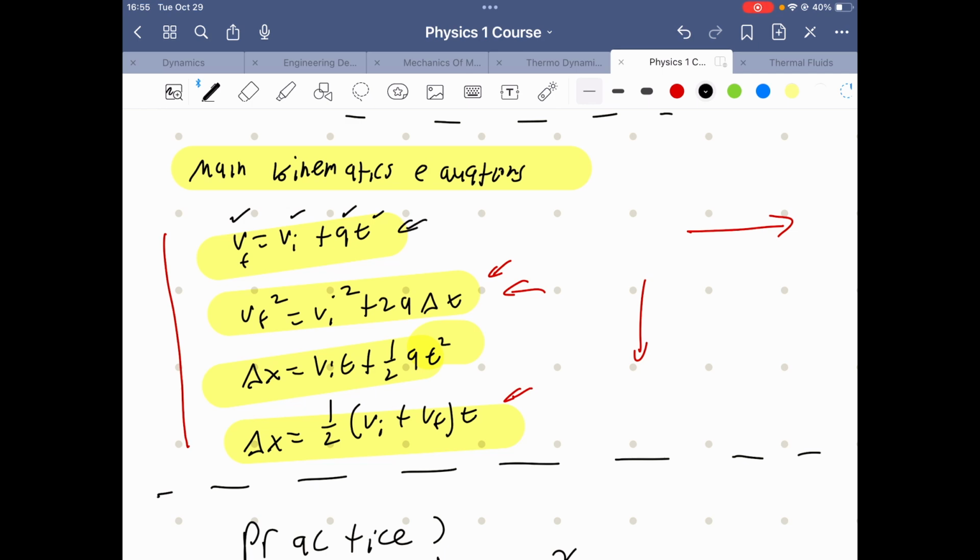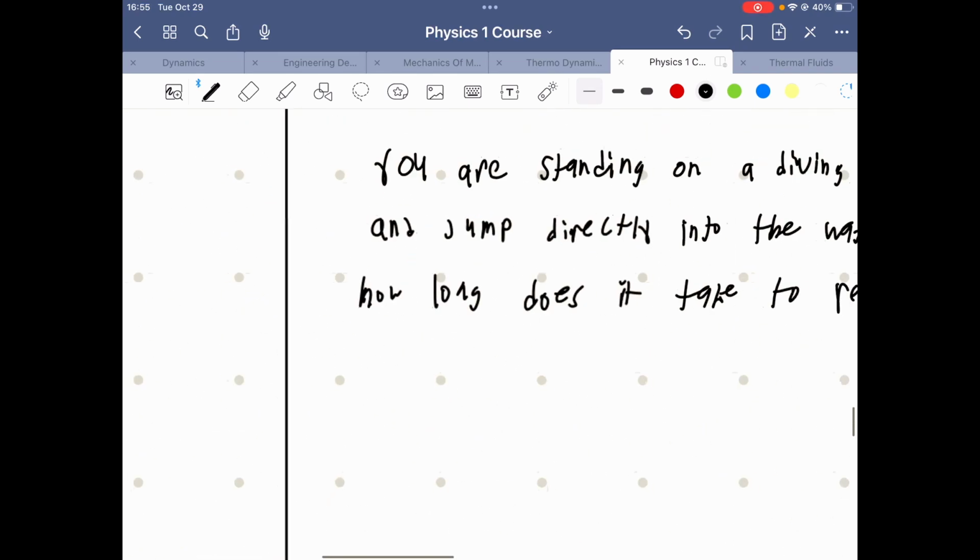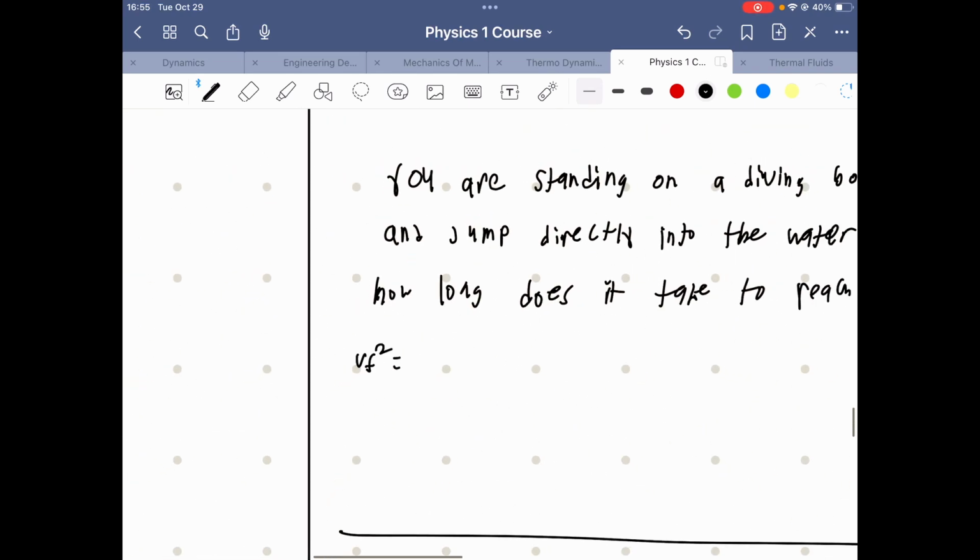Well, we can actually use this formula because we have a delta x, that's h. We have an acceleration in the y direction, that's g. We know our initial velocity is 0. We know our final velocity. So we're going to have to use two kinematics equations here to solve for this. So let's do it. So now vf squared is equal to vi squared plus 2a delta x.